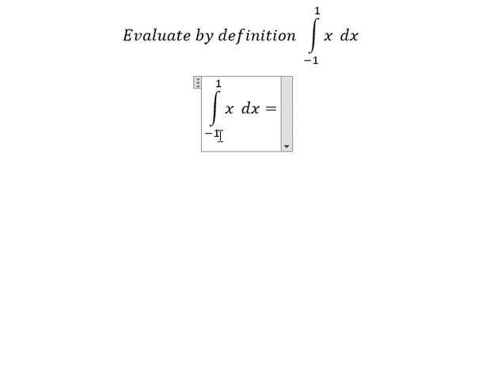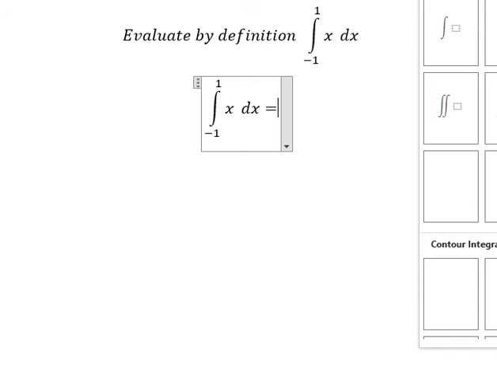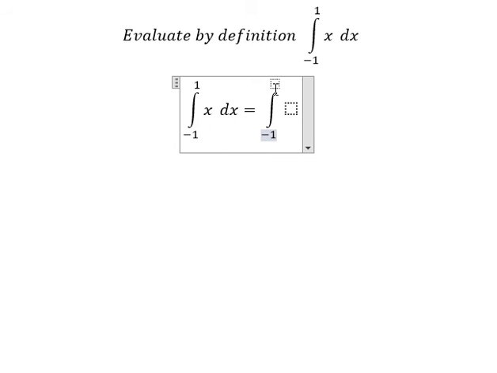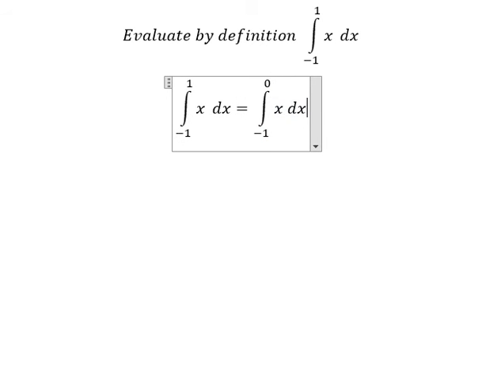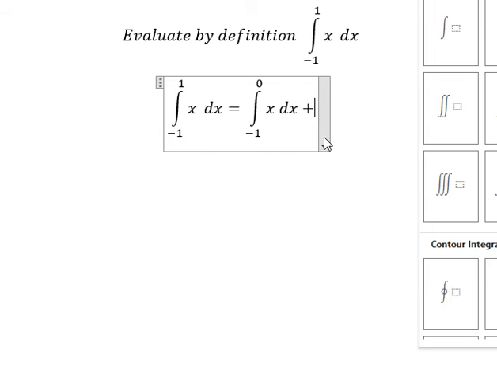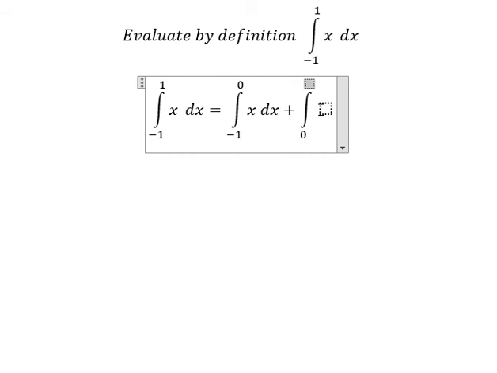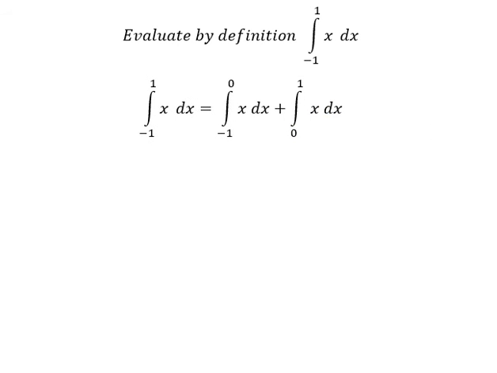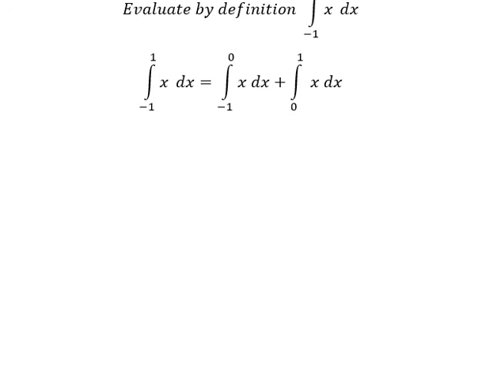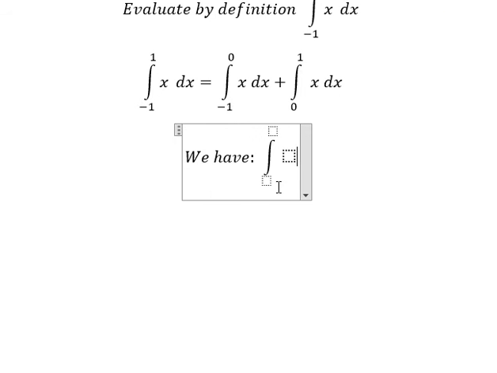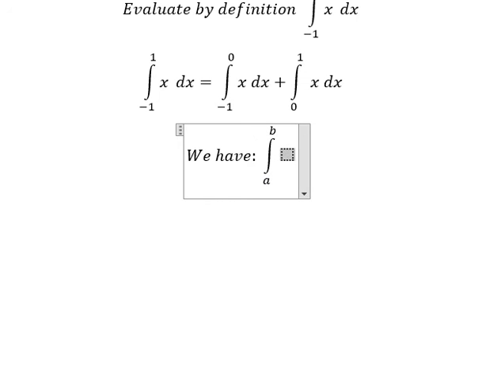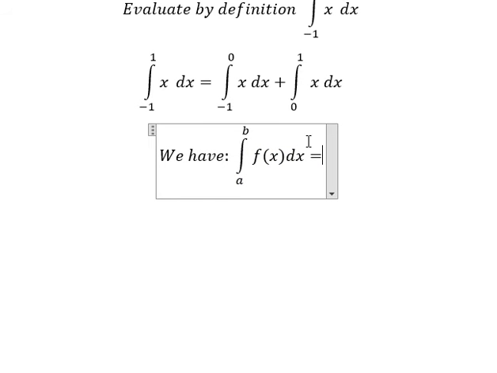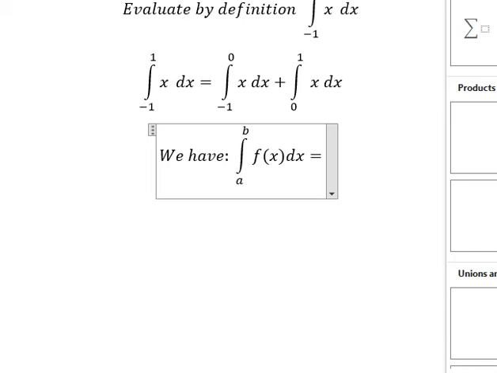About this one, we need to separate it into the integration from negative 1 to 0, and the integration from 0 to positive 1. Now, we have the formula in here. So by definition, it should be like this.